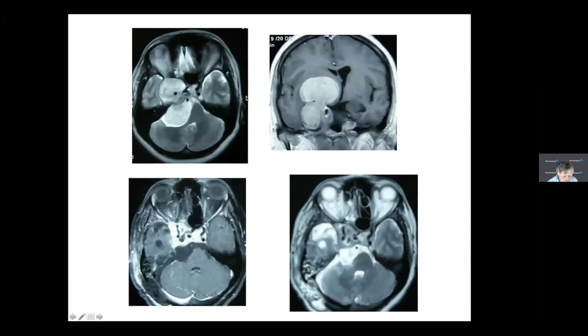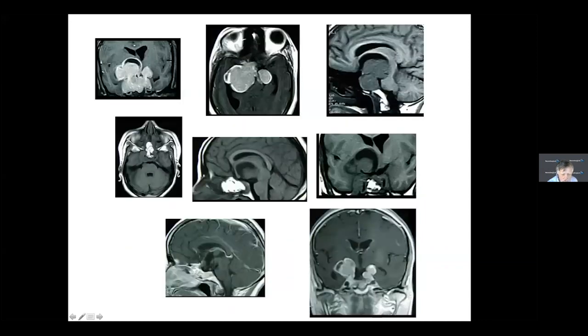This tumor, you see, the roof of the cavernous sinus is elevated, the diaphragm is not elevated so much. This part of the tumor is removed, while this and this part are not removed. This patient underwent radiation, and for a long period of time, this tumor is quite stable.